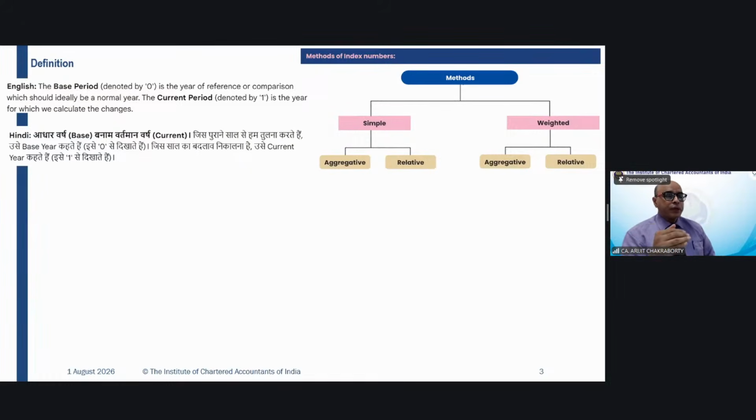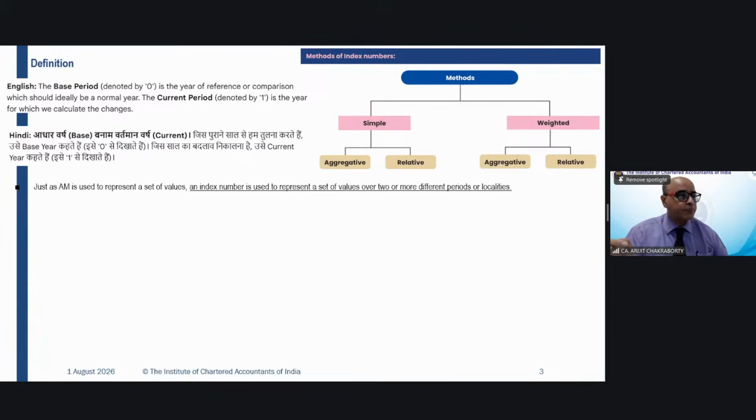So therefore, the old year with which we compare, we call it the base year. It is known as the base. That means the year of reference. And we indicate it with zero. The year whose change we want to find out, we denote it by the term current year.